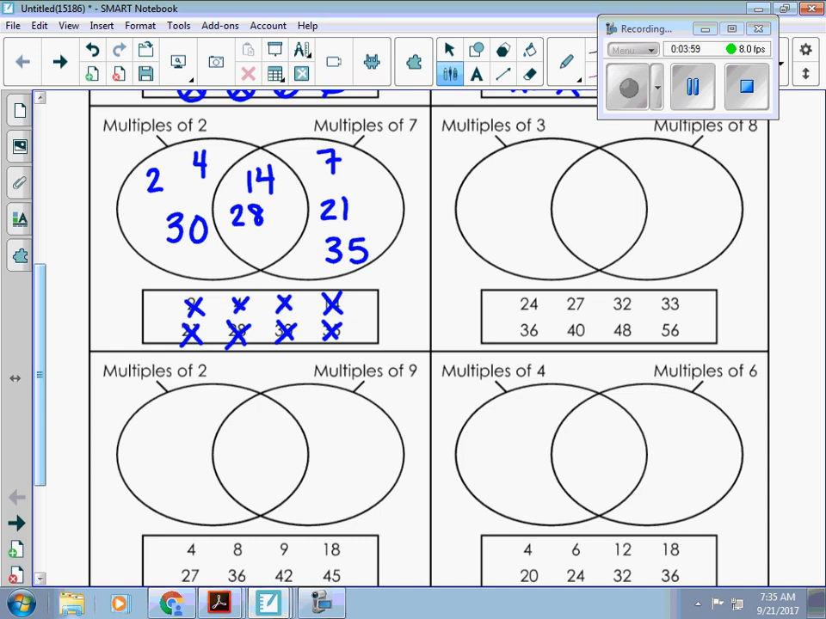My next one is 3 and 8. 3 times 8 is 24, and 8 times 3 is 24, so it starts in the middle. 3 times 9 is 27, and nothing times 8 is 27, so it's only a multiple of 3. 8 times 4 is 32, and nothing times 3 is 32. But 3 times 11 is 33. Nothing times 8 is 33. 3 times 12 is 36, and nothing times 8 is 36.